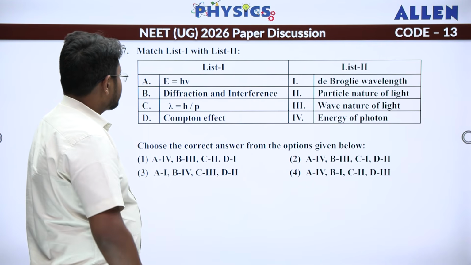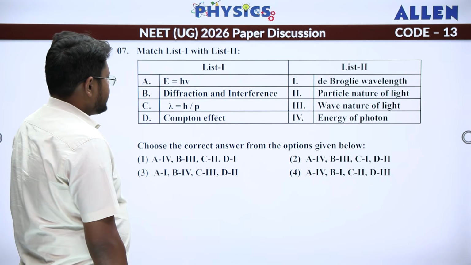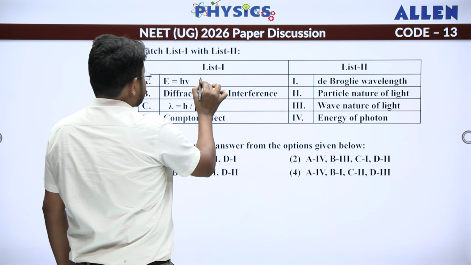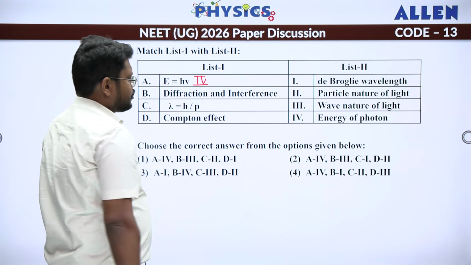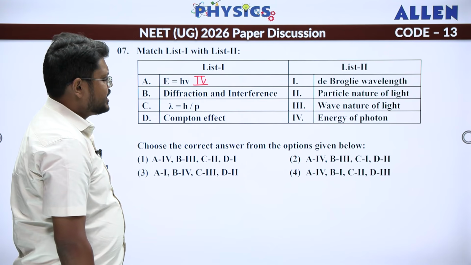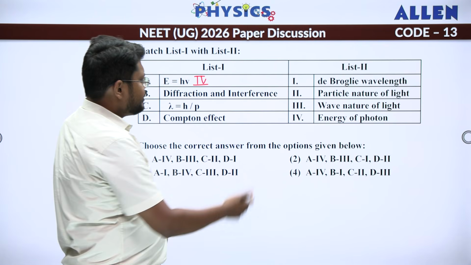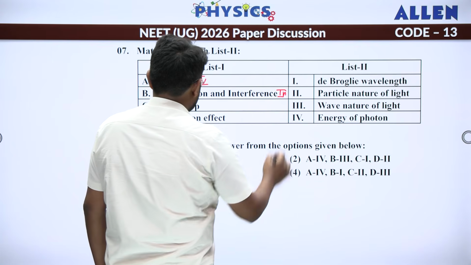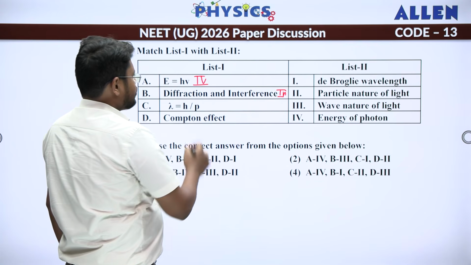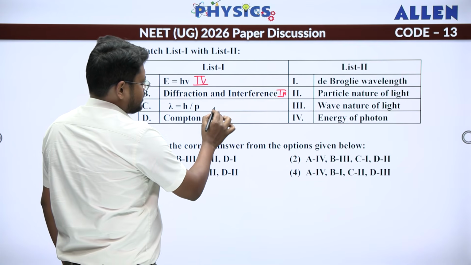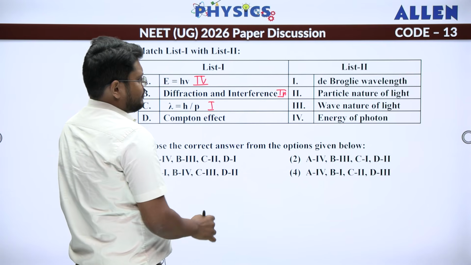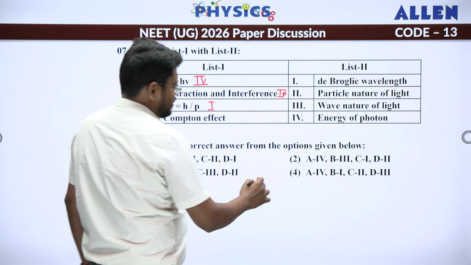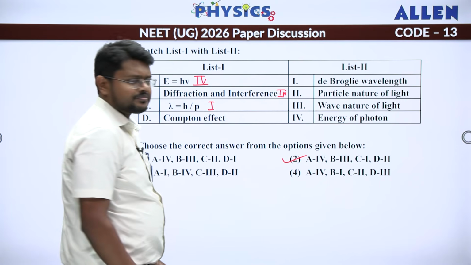Question number 7, we have to match the following. Okay. So, here in this question, for A it is fourth, this is the energy of photon. Diffraction and interference, this is the wave nature of the light, so this will be 3. Lambda is nothing but lambda equals h by p, the de Broglie wavelength, so 1. And for this Compton effect, this is shown by the particle nature of the light, so our answer is second option.